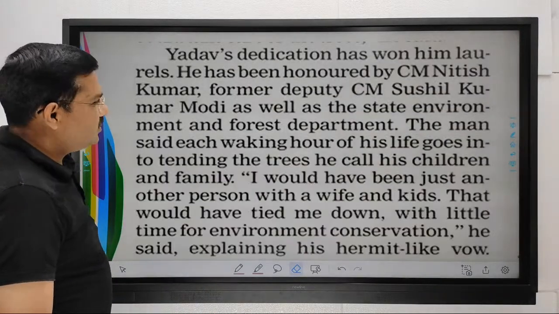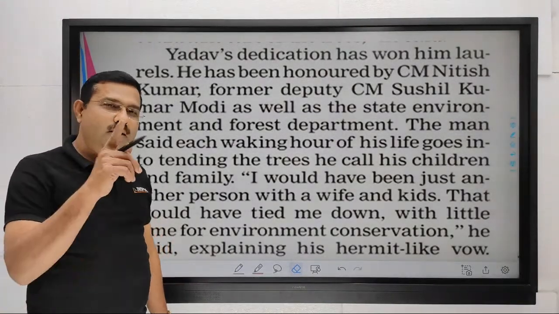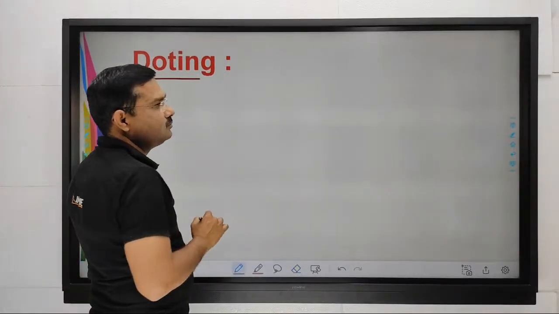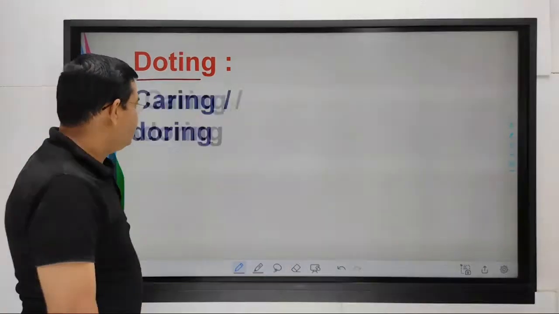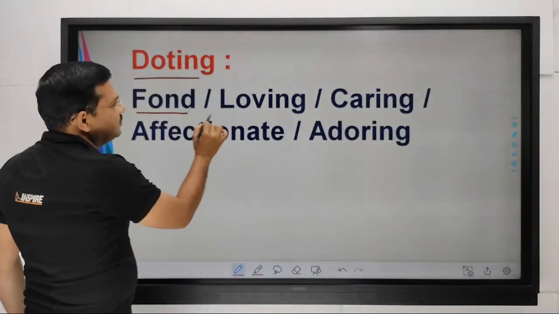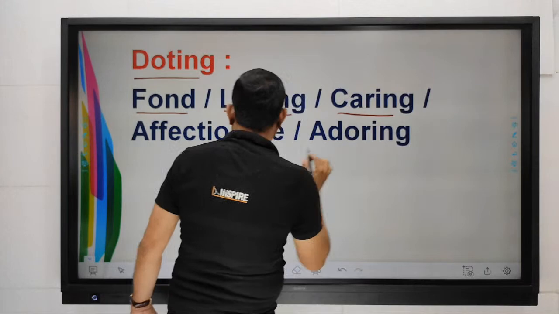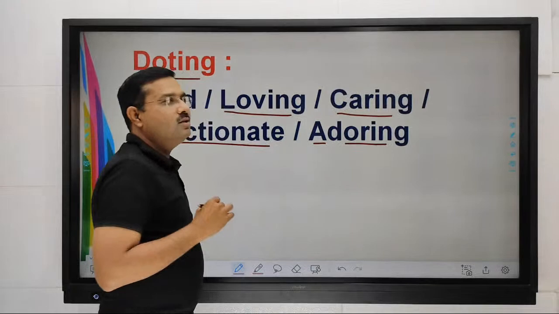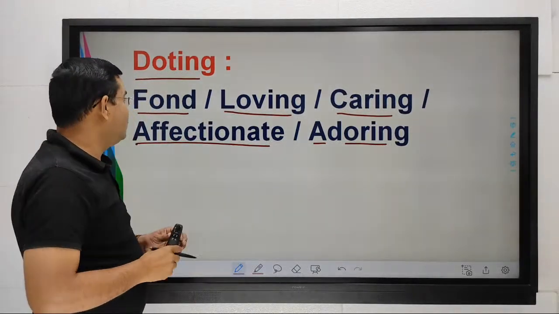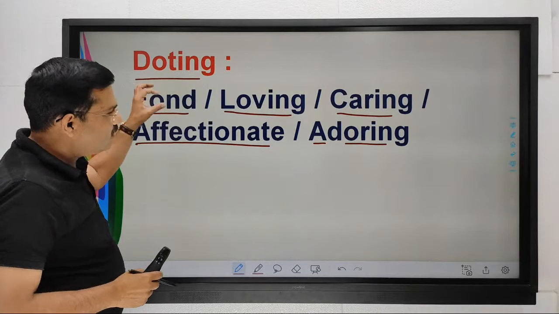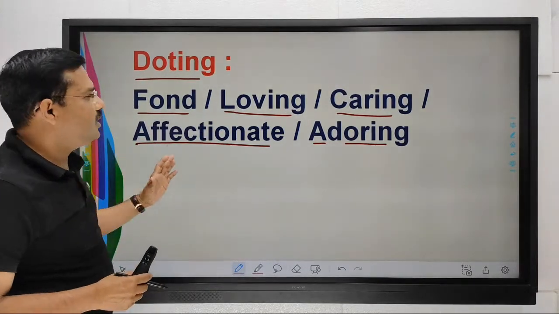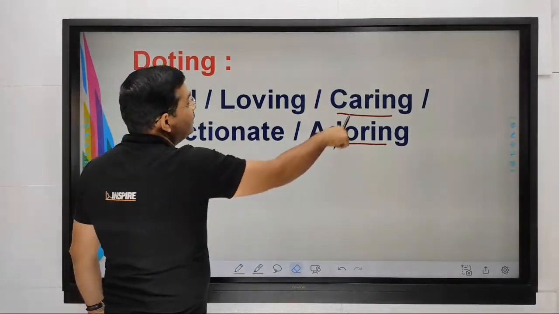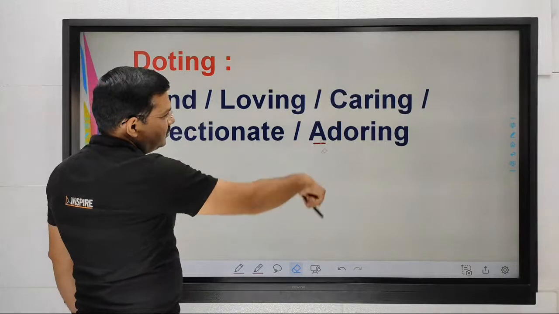Now, this story has been finished. Now we'll discuss the words which we have seen. The first word was doting. Doting means fond, loving, caring, affectionate, adoring. These all are synonyms of doting. That is doting. A doting 40-year-old man or young man, what was written over there.